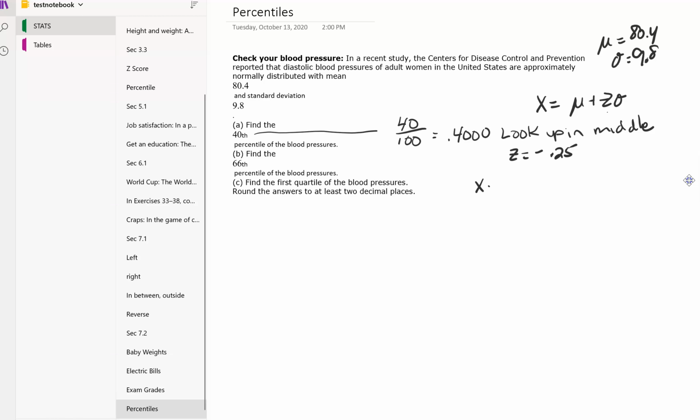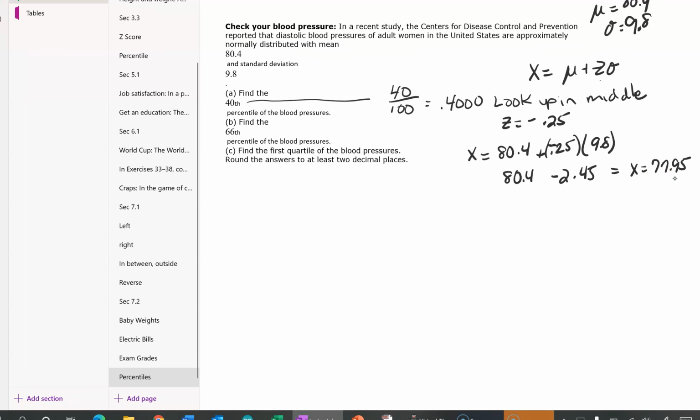So now I plug that in. So the mean was 80.4 minus 0.25, or plus a negative, times 9.8. So I do minus 0.25 times 9.8, which is going to be a negative 2.45. So I do 80.4 minus 2.45. That gives me x equal to 77.95. That's my x.